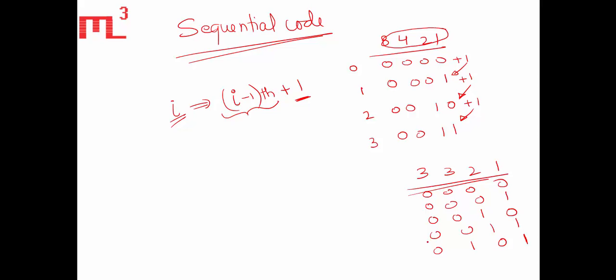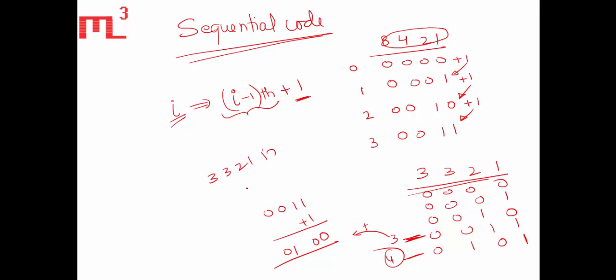Now you can see this one. Here you are representing 3, here you are representing 4, and 0011 plus 1 should give you 0100, but it gives you 0010. Hence you can see, adding 1 to 3 is not giving you this one. Hence 3321 is not a sequential code. So if the question is asked which of the given codes is the sequential code, then you have to proceed this way only.